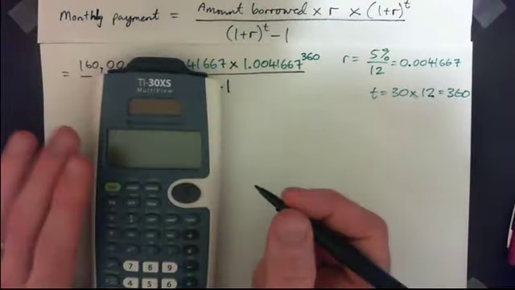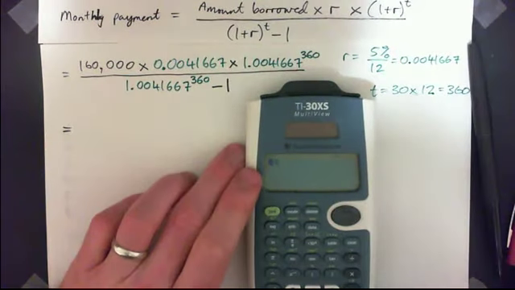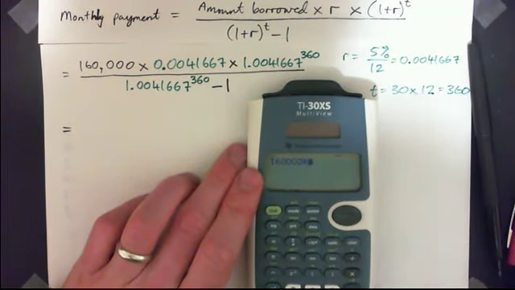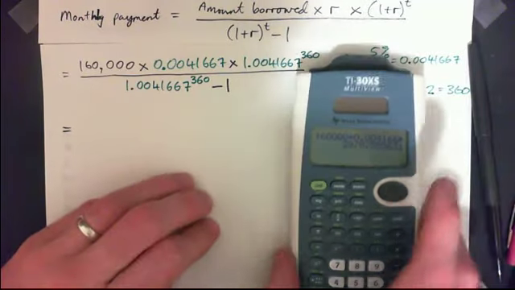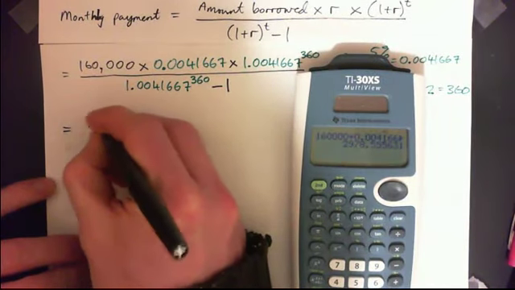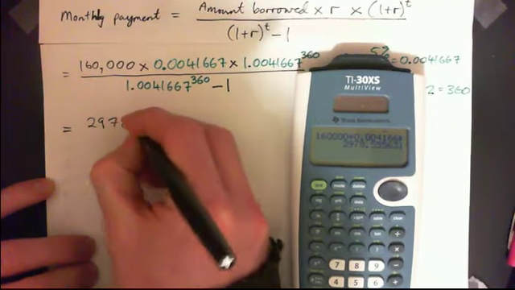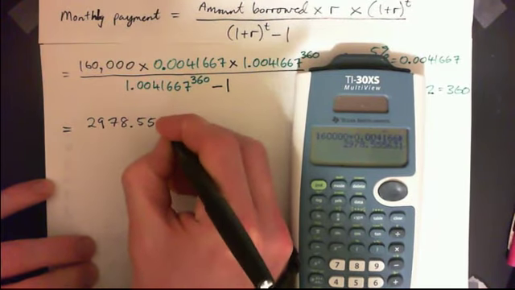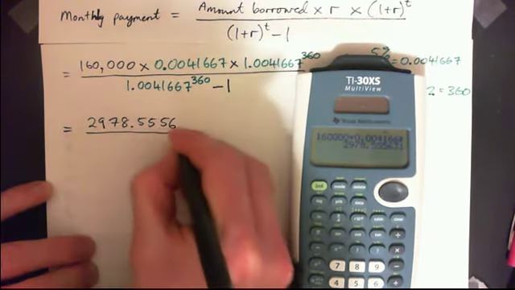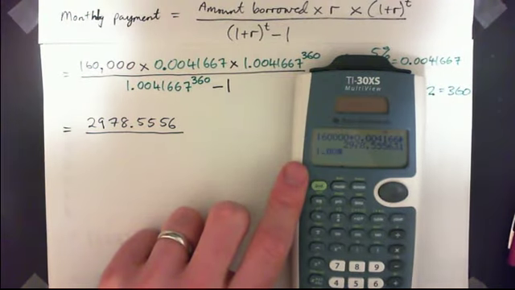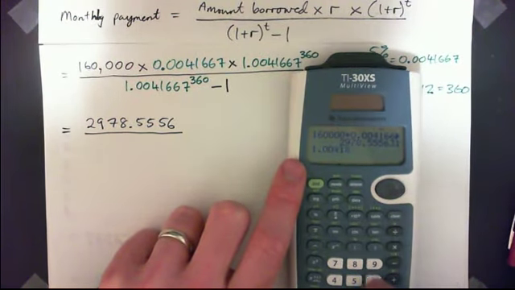So in any case, that's 160,000 times 0.0041667, and then times 1.0041667 to the power of 360. Okay, so on the top we should have that number, 2978.5556 approximately, over, and the bottom number should be 1.0041667 to the power of 360, and then minus 1.